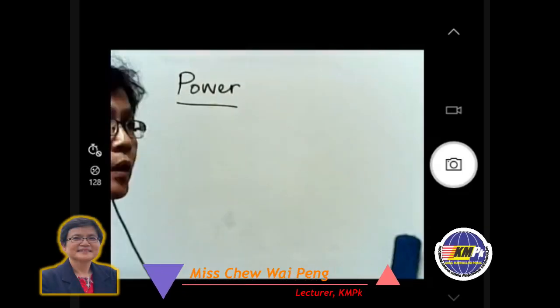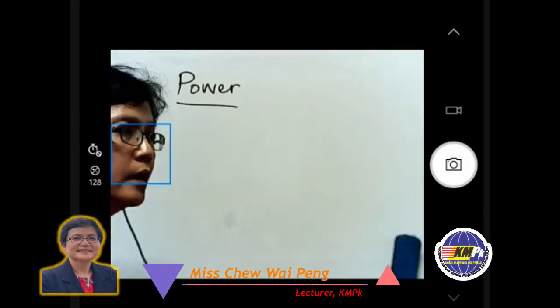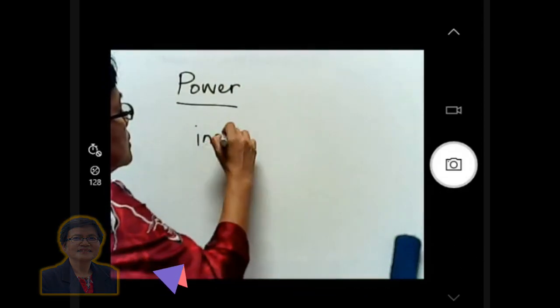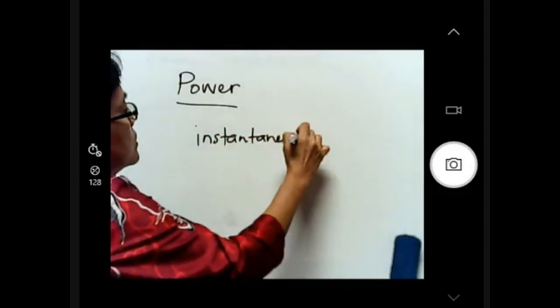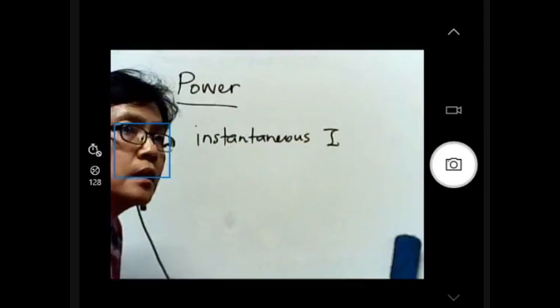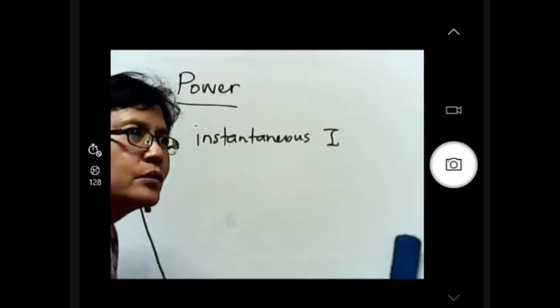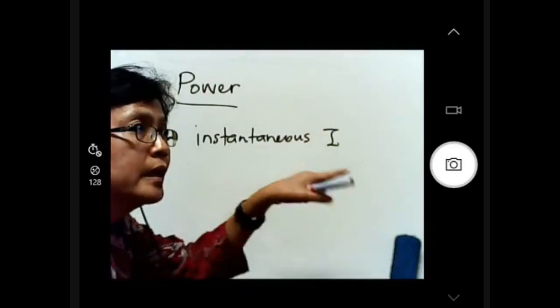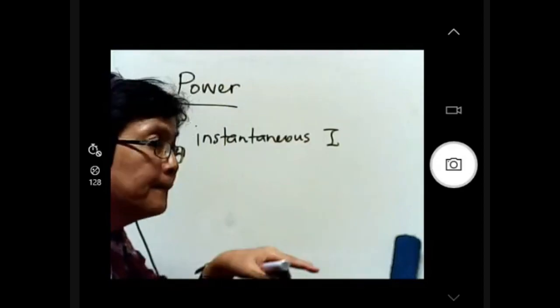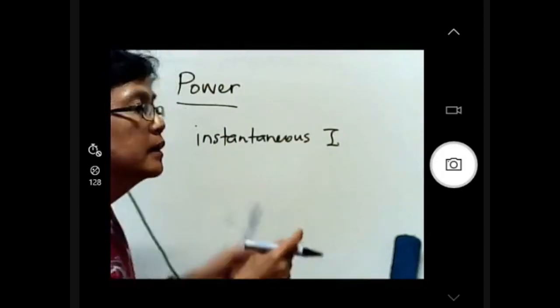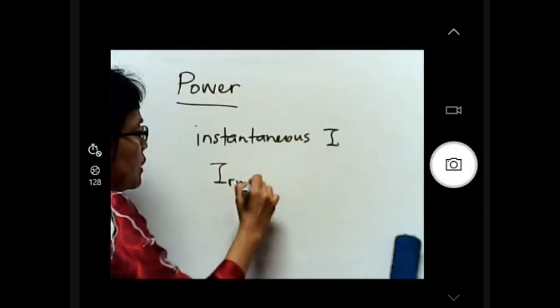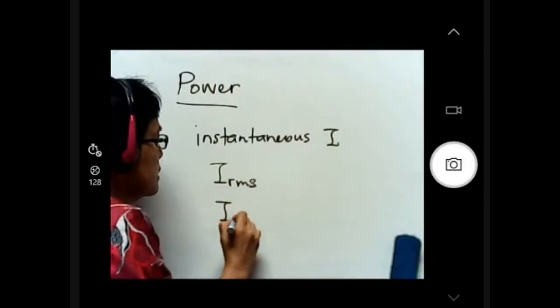Okay, the last part of this chapter, which is power. So we find that there are three types of current value. There are instantaneous current, meaning current in terms of time. That means you have like I equals I naught sine omega t. That's called instantaneous current, meaning current as a function of time, which means the time will influence the value of current. Then we have root mean square value of current. Then we have maximum current.